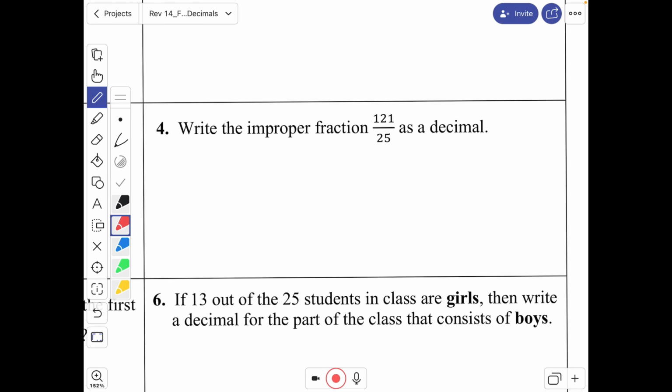It says write the improper fraction 121 over 25 as a decimal. And we've been doing these actually. That's an improper fraction. What do we do with an improper fraction? Man, horse. That's how we change it to a decimal. The fat man goes in the house and the horse stands outside. And you just work it out, just like we've been doing. But make sure you change it into a decimal. Don't make it a fraction.